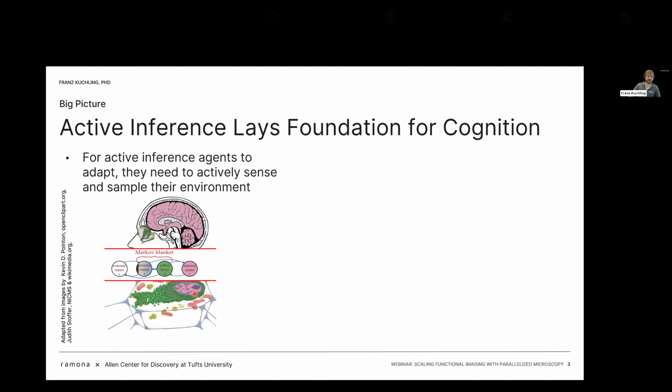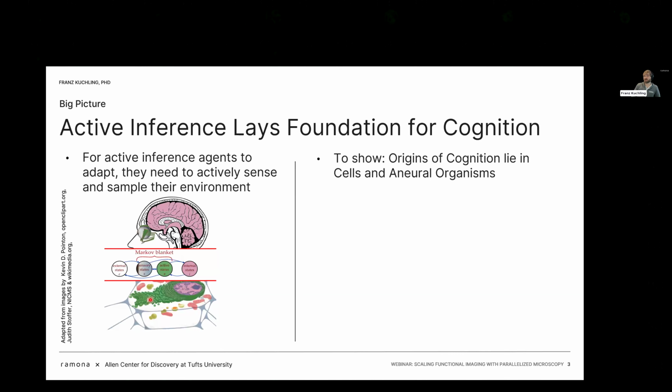We have a nucleus that encodes internal states, like its genetic states, expression. It can take actions by making new proteins, and it can therefore interact with and predict this environment. And so what we want to show is that really, using this framework, the origins of cognition lie in cells, not in organisms, such as the photoactive Volvox, which is an algae.